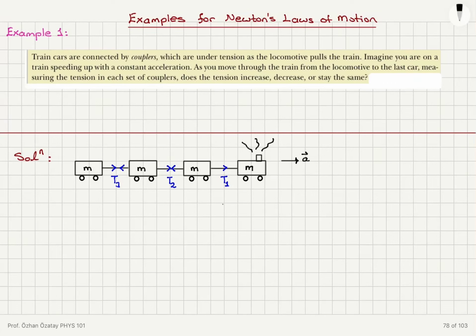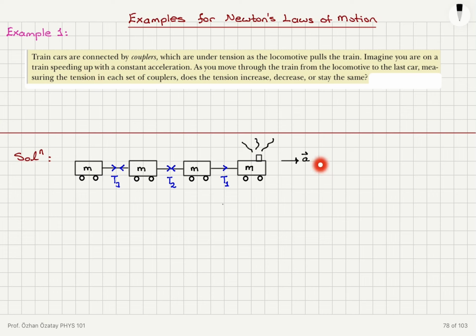Now we're going to solve some examples for Newton's laws of motion. So the first example is a conceptual one. Train cars are connected by couplers, which are under tension as the locomotive pulls the train. Okay, so we have a locomotive, there are couplers in between the cars, and we have tension on each of these couplers. Imagine you are on a train speeding up with a constant acceleration.